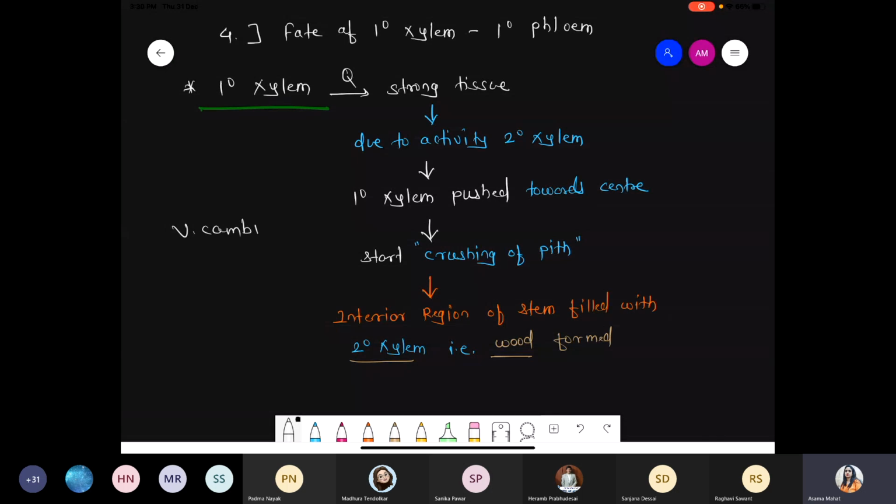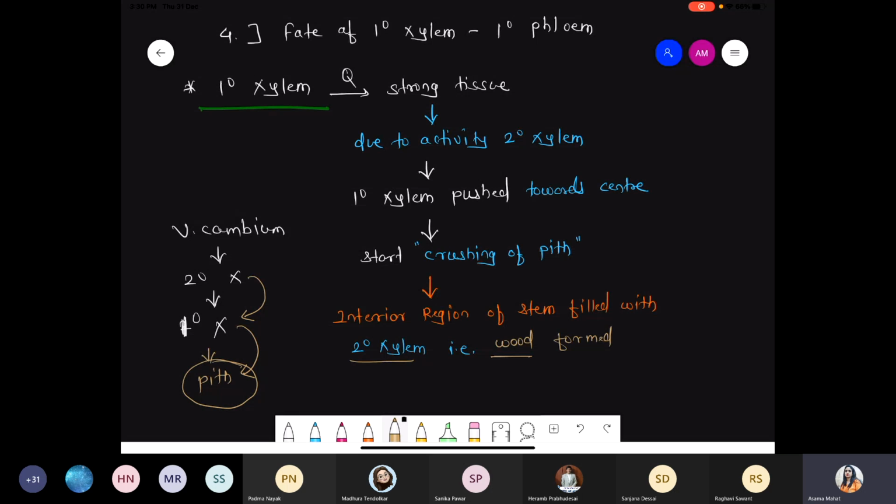exactly below the vascular cambium. Now there is the presence of secondary xylem, then the presence of primary xylem, and at the center the pith is present. So now the secondary xylem is pushing this. Now together they start pushing the pith, and slowly the pith present at the center starts crushing. Crushing means they become dead, they undergo the senescence process, right?